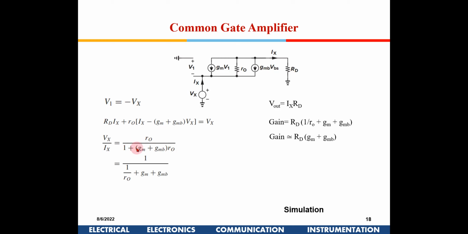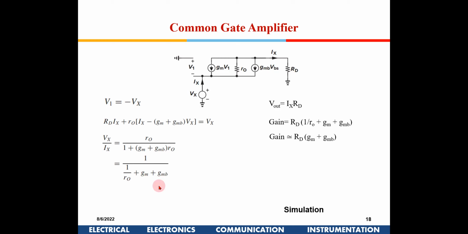Now if you neglect this one, or if I just divide by R0, I will get these values. Again, if I neglect R0 and GMB, I will get 1 by GM. That is the impedance seen looking into the common gate amplifier. So if I keep the GM value very large, the input impedance will be low, and that will be good for applications where I have to couple it with an antenna and things like that.